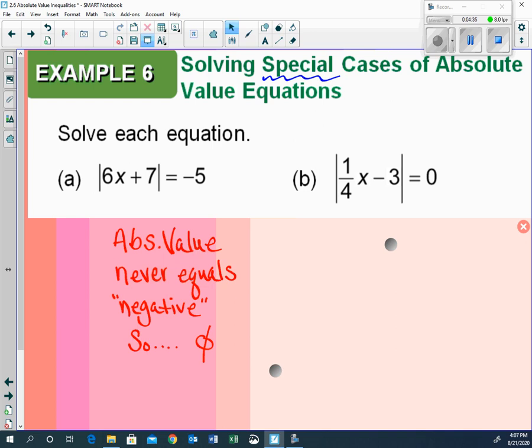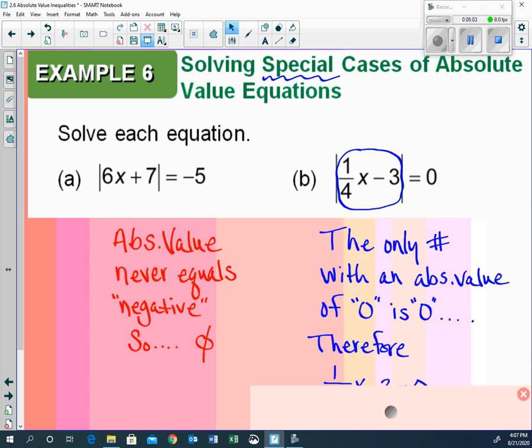Okay, special case on the right-hand side. It's different than the left one, but it's still a special case because now we're saying the absolute value is equal to 0. Well, that means the distance of our number from 0 is 0. In other words, that's basically telling us, and it's our job to catch this, if the absolute value is ever equal to 0, then the only way that's possible is if that thing inside there is actually equal to 0.